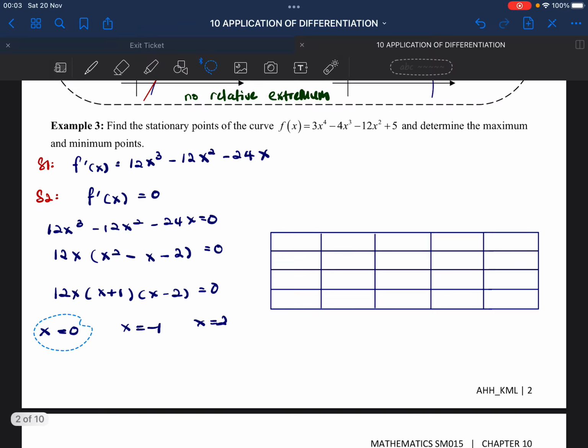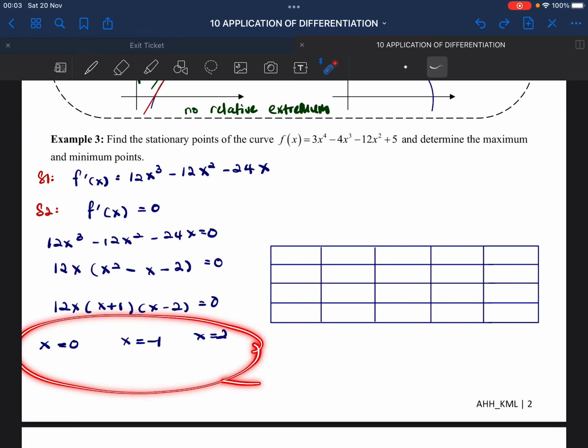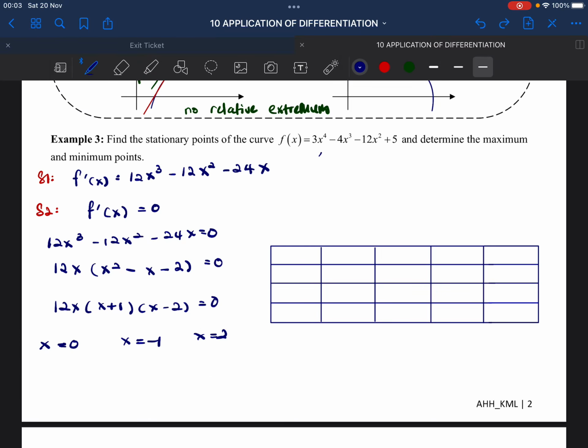So whenever you have your stationary numbers, you must find the stationary value, in other words the value of y. So just substitute all these values into our original function. So we will have f(0) equals 5, f(-1) equals 0. And for f(2), substitute yourself and you are going to get the answer negative 27.